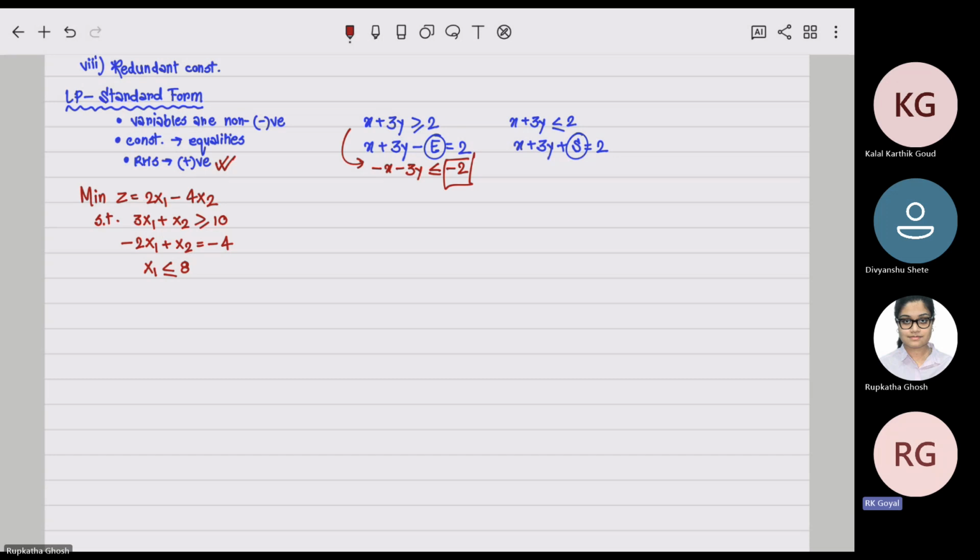So my query is, what if the given inequality is of the form x plus 3y is greater than or equal to minus 2? How to handle it?